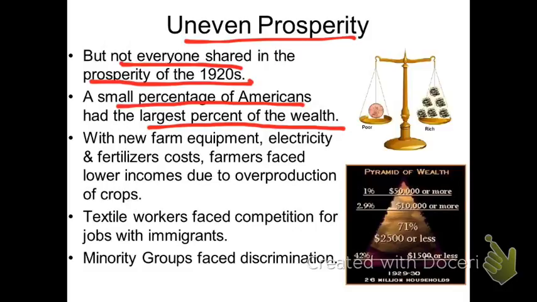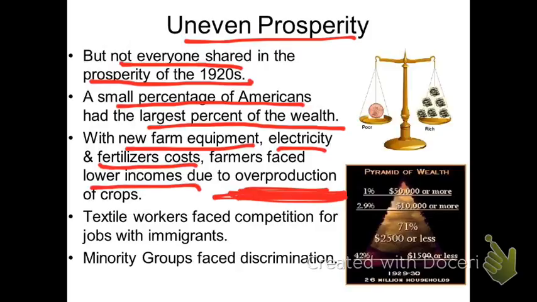Okay, let's move on. Our third bullet: with new farm equipment, electricity and fertilizer costs all rising, farmers face lower incomes due to overproducing crops. So we have electricity, we have fertilizer costs, we have everything associated with farming going up in cost. But farmers are making less money.